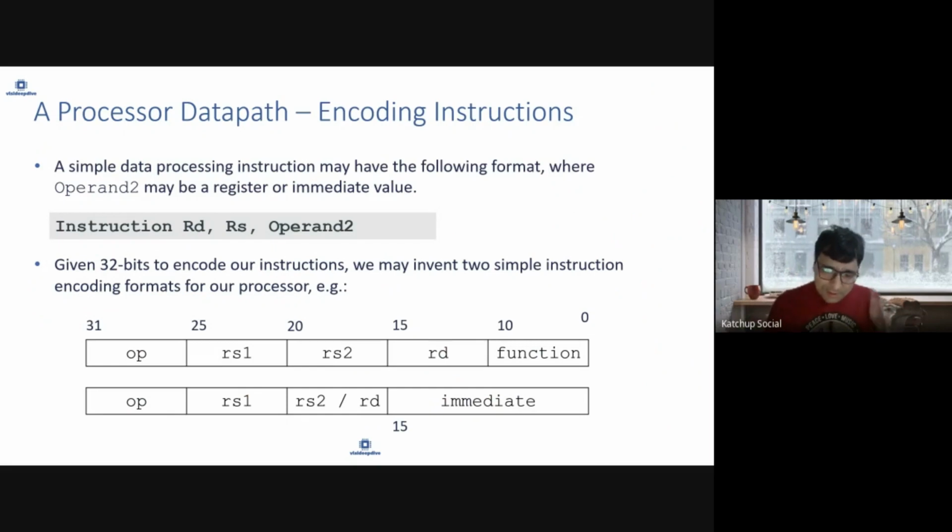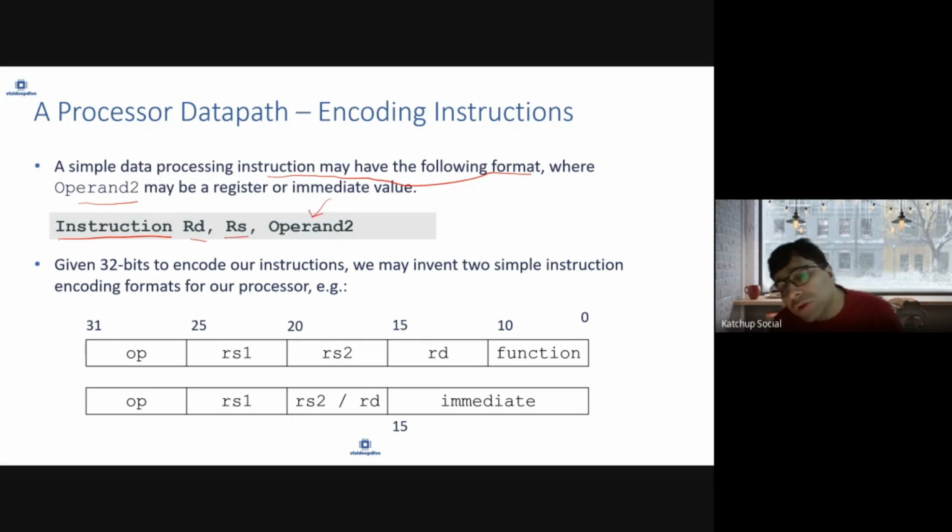Now let's start designing a simple processor. First, we'll think of an instruction, and we saw some examples of instructions. A simple data processing instruction in our processor can be simple, like this: what operation you want to do, such as add, move, or subtract, which we saw. Then the destination, the source, and the second operand.